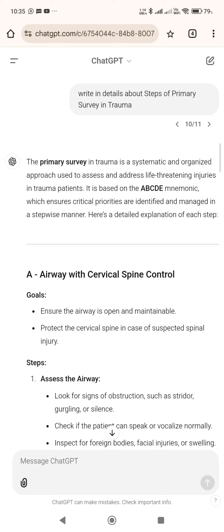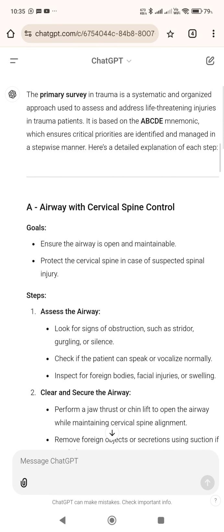The primary survey in trauma is a systematic and organized approach used to assess and address life-threatening injuries in trauma patients. It is based on the ABCDE mnemonic, which ensures critical priorities are identified and managed in a stepwise manner. Here's a detailed explanation of each step.